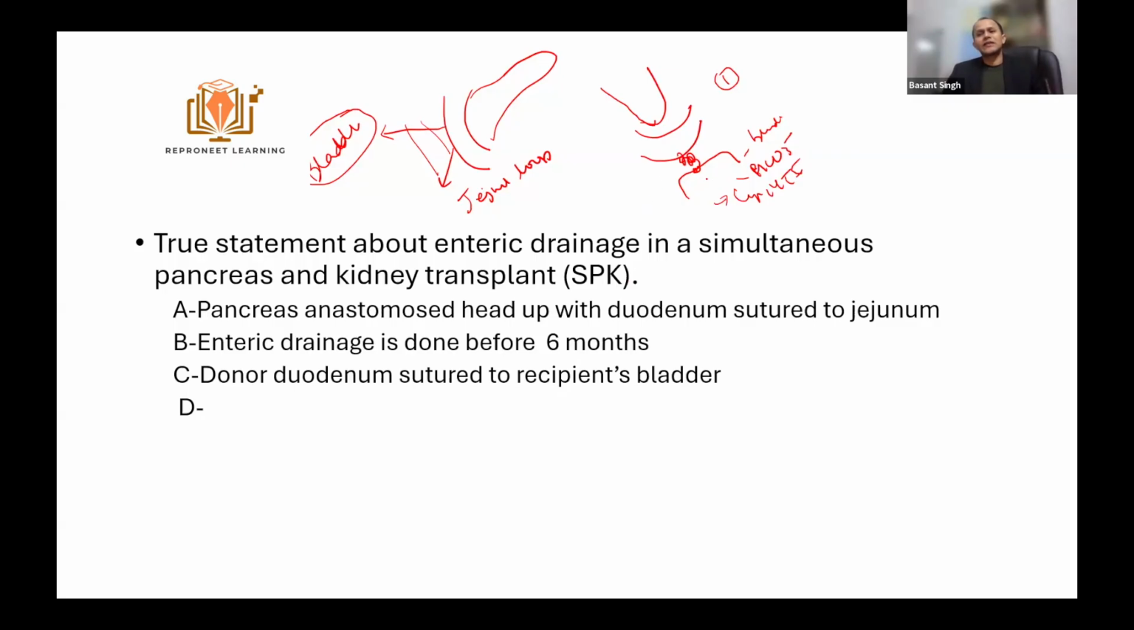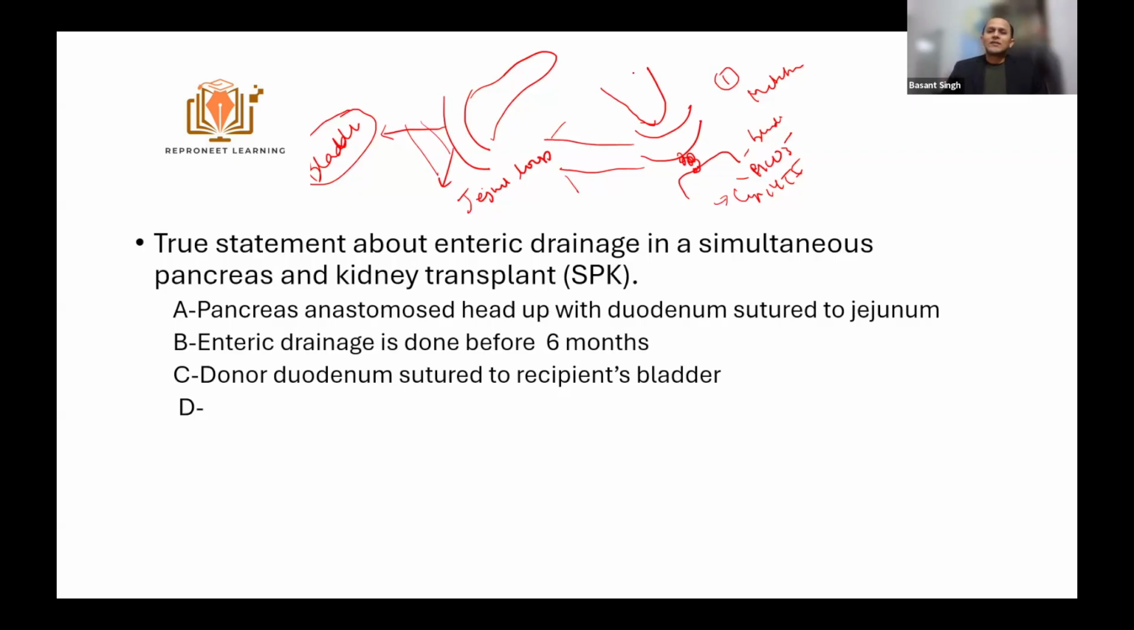The kidneys were taking a hit. Second thing, you're losing a lot of bicarbonate, so that was causing metabolic acidosis. So now we are shifting back to your original physiological drainage. So now we are doing this anastomosis with the small bowel, either with the loop of jejunum or a Roux-en-Y loop of jejunum. Okay. Now the question was about this.